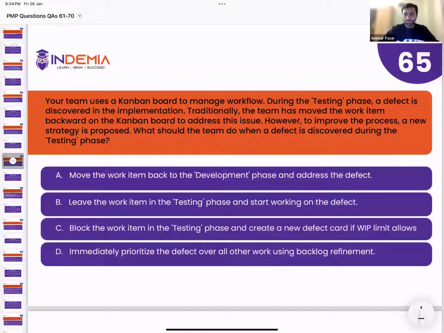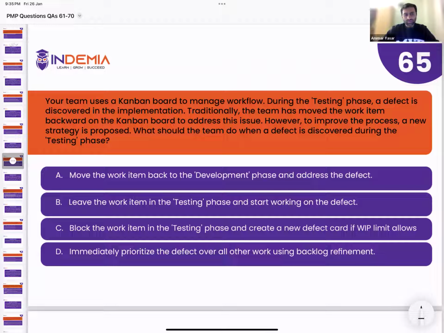All right, so I can see option D, B, DB, and DB, okay? D is immediately prioritize the defect and B is leave the work item in the testing phase. So this question has a very interesting concept and probably it's the basics of Agile or the backlog.